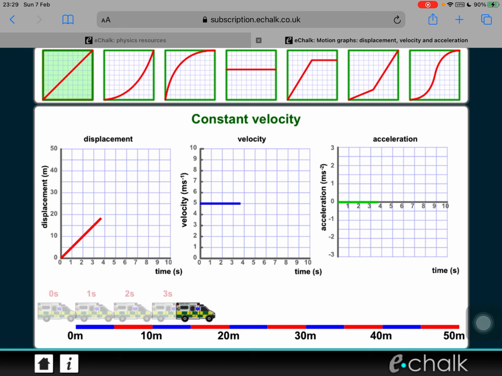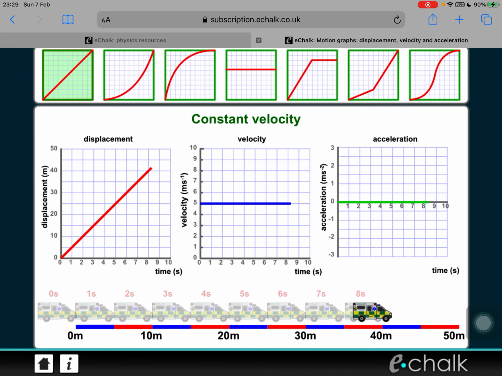You'll see the ambulance travelling across the bottom of the screen, and in the middle graph you'll see a blue line that goes horizontally across the graph, and that tells us straight away that the ambulance is travelling at a constant speed. Looking at the graph, we can see that the horizontal line lines up with 5 meters per second. So it's travelling at 5 meters per second for a total of 10 seconds.